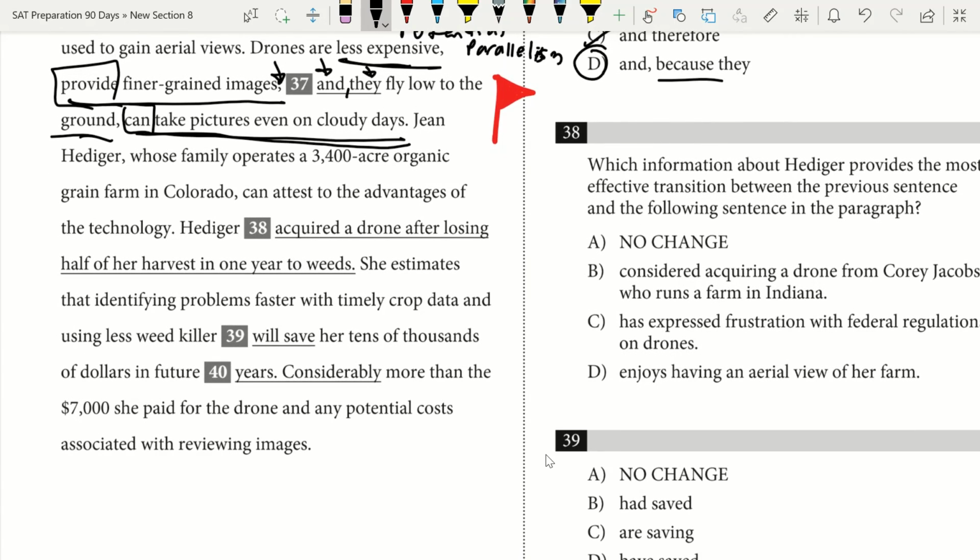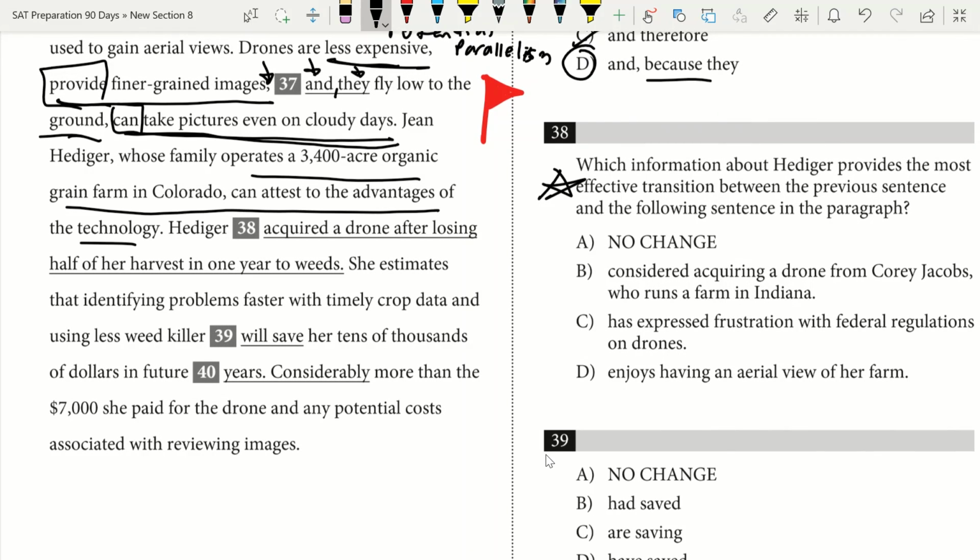So we've got Hediger, whose family operates a 3,400-acre organic farm in Colorado, can attest to the advantages of the technology. Okay, now I'm asked which information about Hediger provides the most effective transition between that previous sentence and the following sentence. In the previous sentence, we talked about how this person can attest to the advantages. Now we say, Hediger acquired a drone after losing half her harvest in one year to weeds. Yes, that's quite possibly a good answer choice, but I want to read through my other ones just to see if there's anything better. I don't think there will be, but let's just double check.